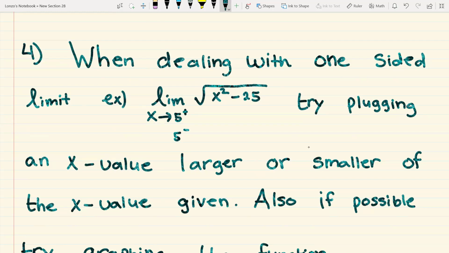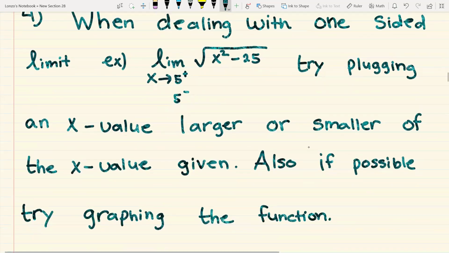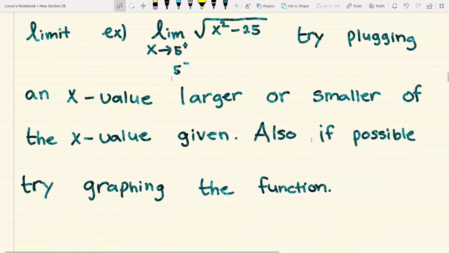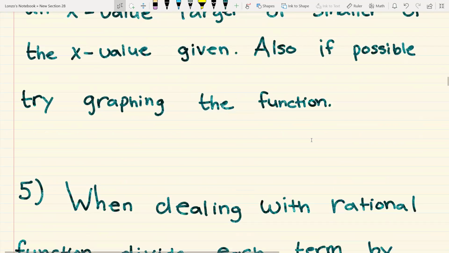So what I would do is try plugging in an x value larger or smaller than the x value given. If possible, try graphing the function. So you can graph the function, if that helps. You can plug in a value and you'll see that it's either infinity or negative infinity, or the horizontal asymptote. So we'll talk about that more when we do an example.